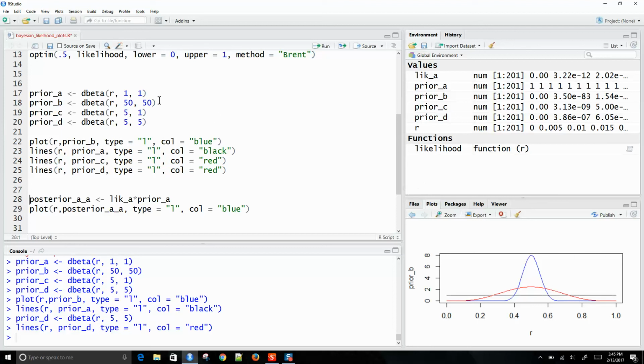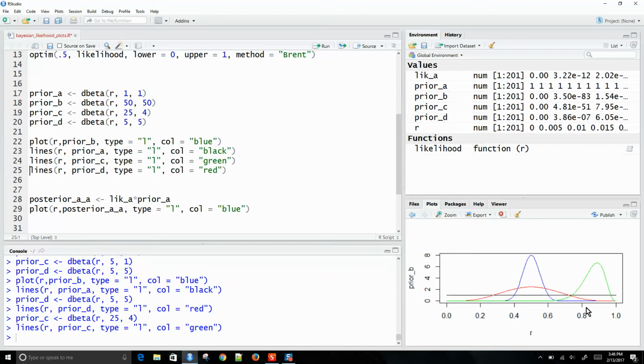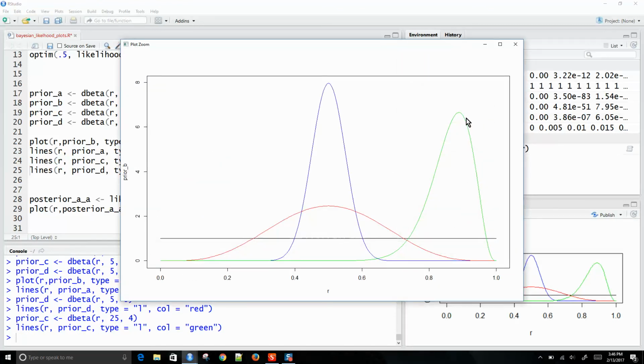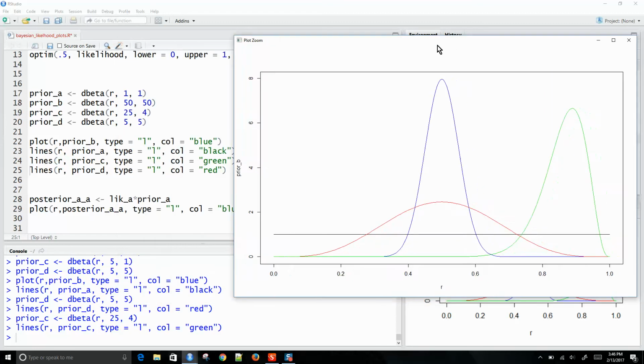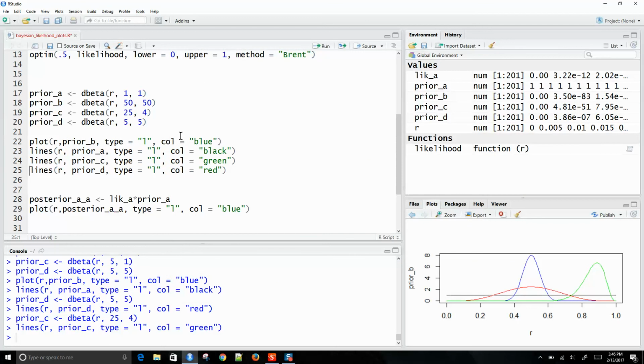Okay? And if I say I've seen like 25 heads and 4 tails, and I plot this, we'll do green here. This indicates kind of where our beliefs about the location of R are, indicating that after seeing 25 heads and 4 tails, this is kind of what we believe. So the prior combines those two together.